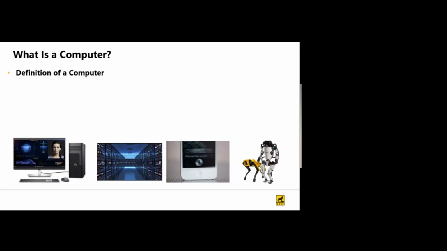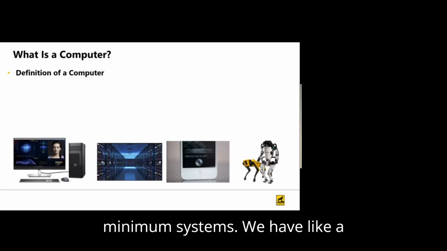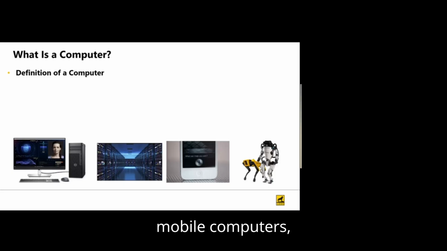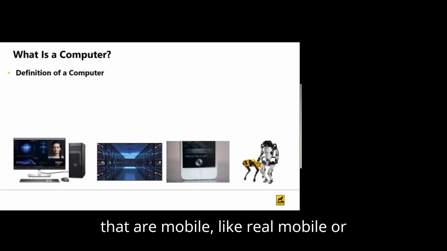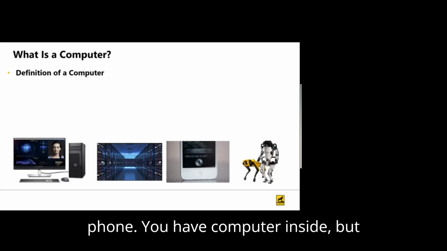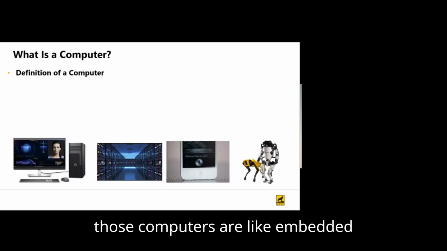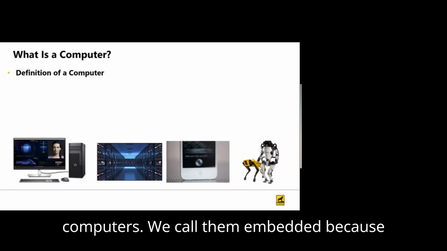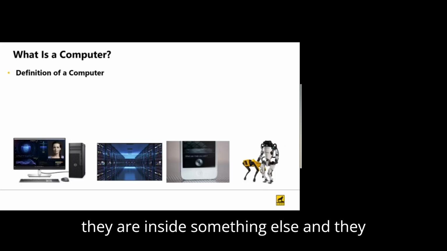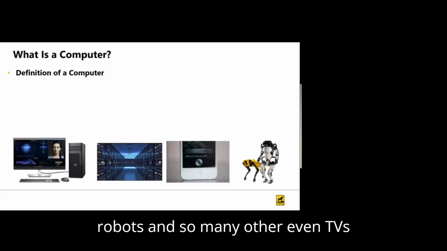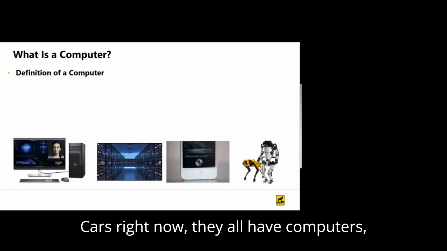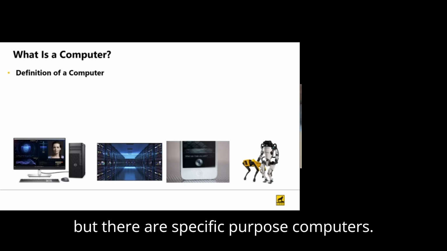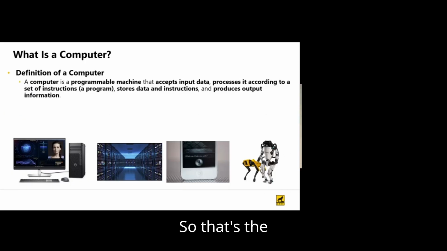And we have mobile systems. We have computers in different mobile devices, like a phone. You have a computer inside, but those are embedded computers. We call them embedded because they are inside something else, and they are not general purpose anymore. Robots and so many others, even TVs and cars right now, they all have computers, but they are specific purpose computers. So that's the definition of a computer.